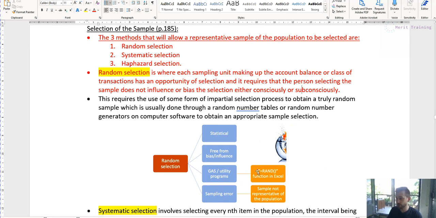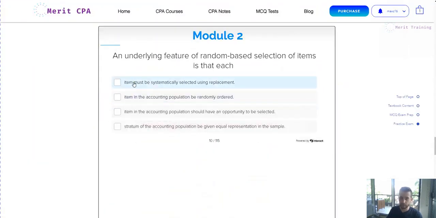For example, you do the random function in Excel, you have no influence over what number can be selected from that. That way you know that it's got the best chance of that selection being most representative of the rest of the group. So let's see which one of the answers best reflects this opportunity of selection. So A, items must be systematically selected using replacement. Not really true, because we don't want it to be systematically selected, we want it to be randomly selected.